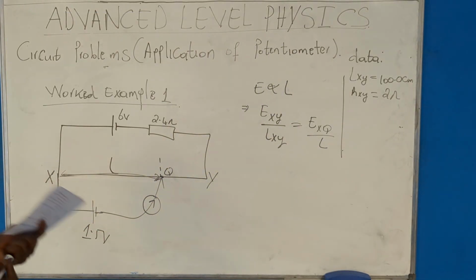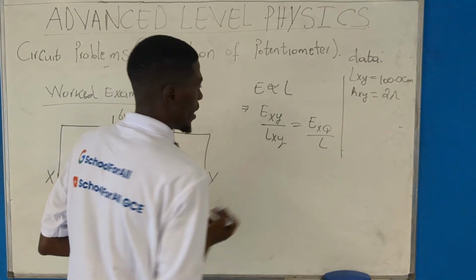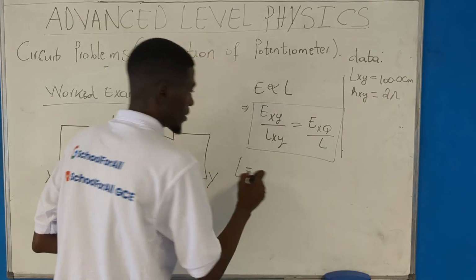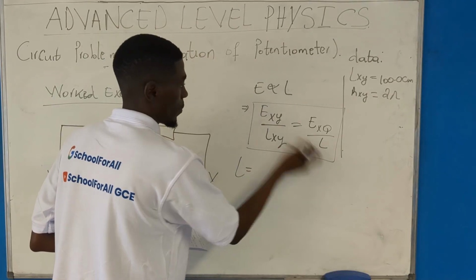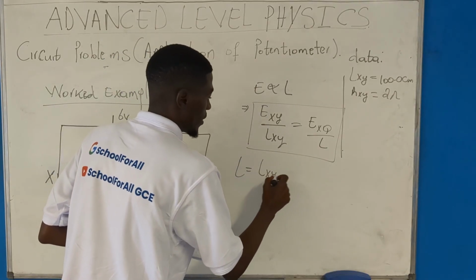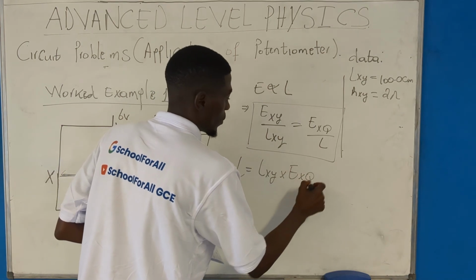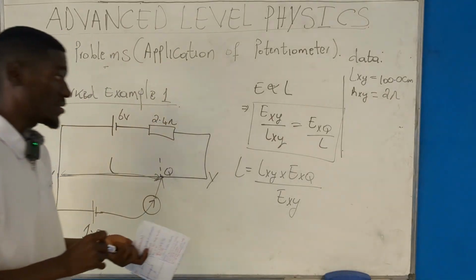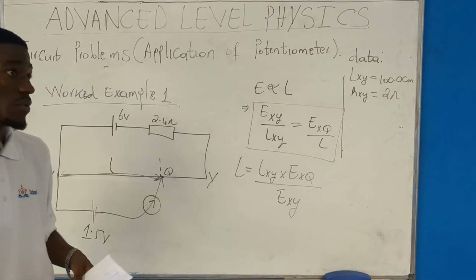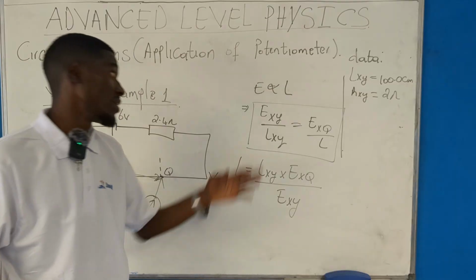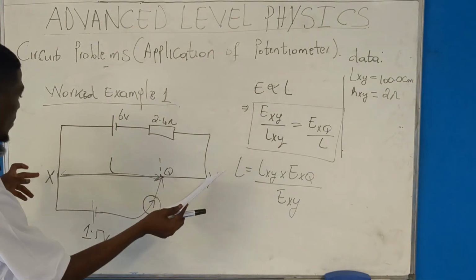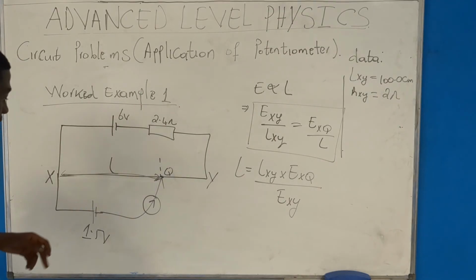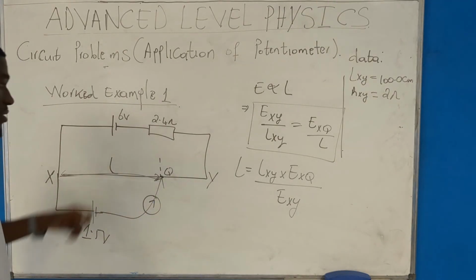Now, I'm looking for this small L. I should make L the subject. When you have your formula, you make L the subject. So L will simply equal cross multiply: LXY times EXQ, all divided by EXY. From the formula, at balance point, we know that E is proportional to L. Therefore, the EMF across XY divided by the length XY should be equal to the EMF across XQ divided by the length XQ, which is L.